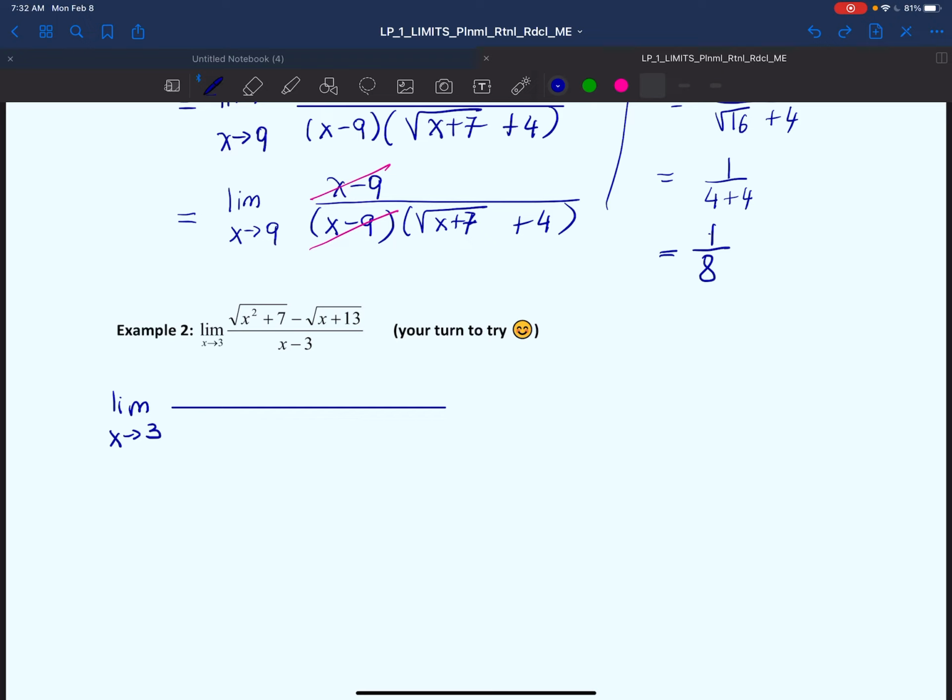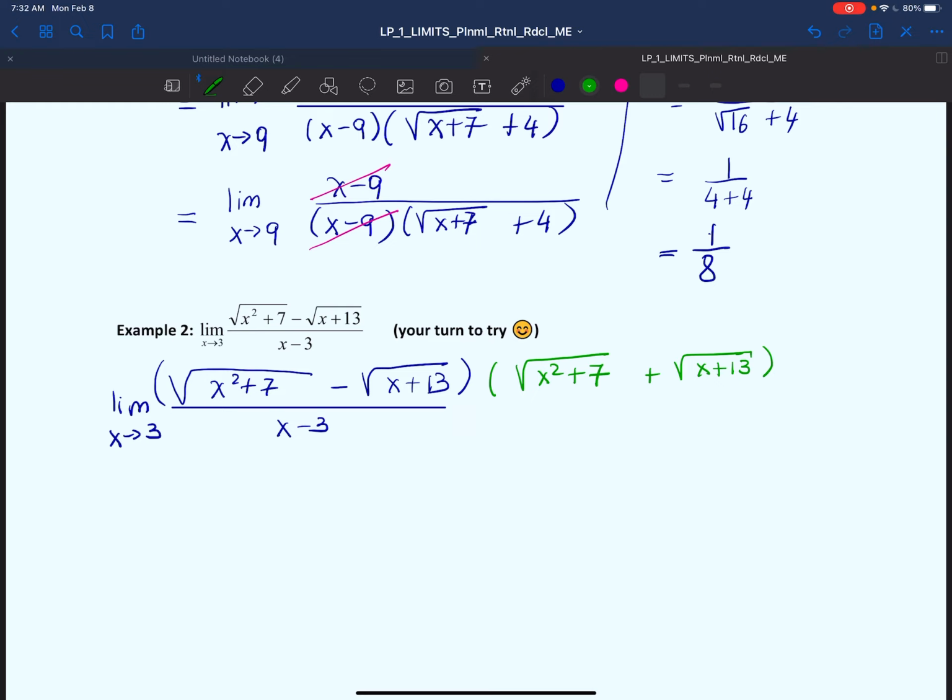Trying to work fast here. So the limit of the square root of x squared plus 7 minus the square root of x plus 13, over x minus 3. Direct substitution obviously doesn't work, right? So 3 minus 3 would equal 0. So we're multiplying by the conjugate of the numerator. The conjugate of the numerator is the exact same thing we have, but not with a minus, but with a plus in between. Don't be afraid of having two radical terms, right? They will simplify.